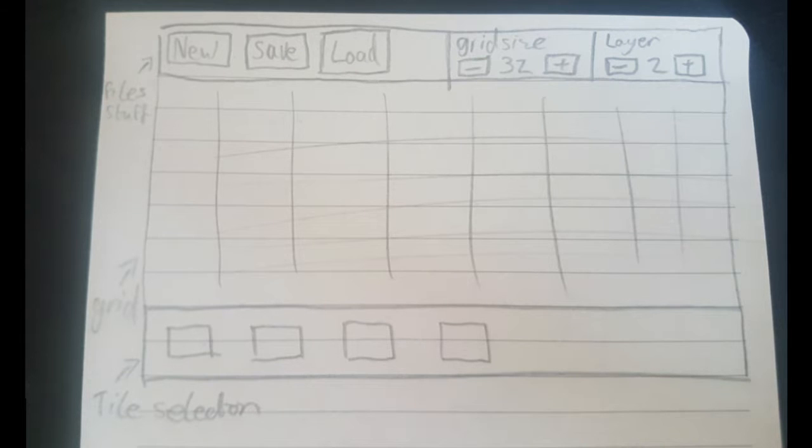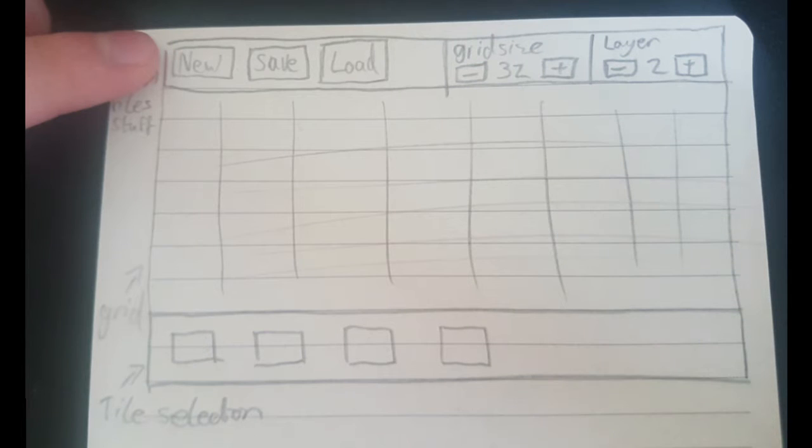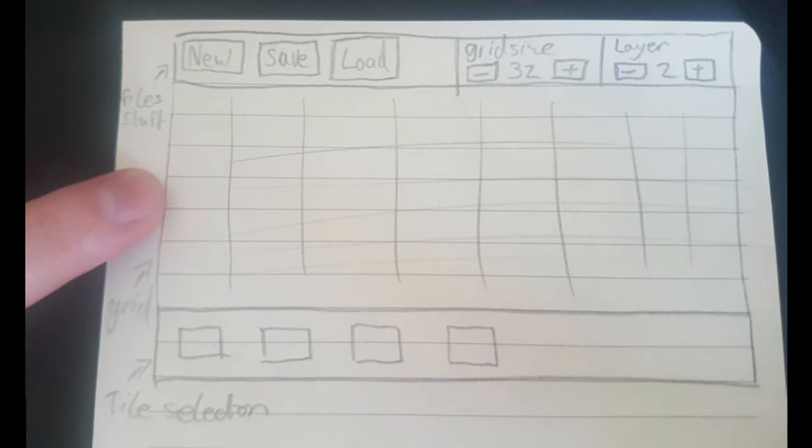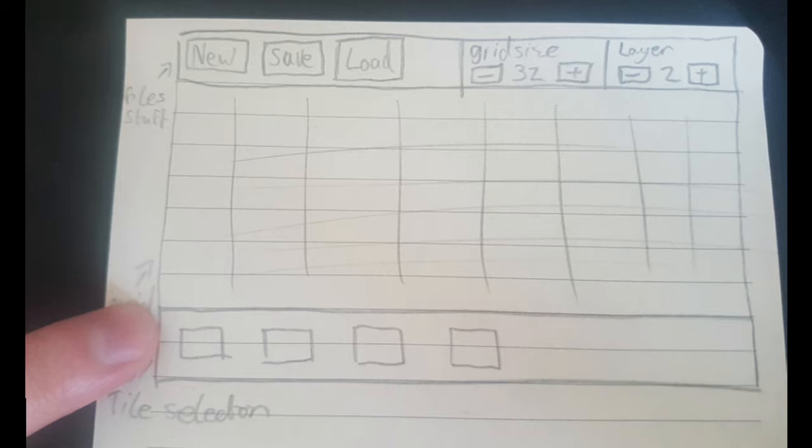Here is the design I'm going to implement. From the top left, there are going to be file management buttons, allowing the user to create a new level, save their current level, and load their previous level. Just to the right of that will be the grid control options, allowing the user to choose what layer they're on and resize that layer. In the middle of the screen will be the level layout itself, which contains a grid that tiles get placed on. And at the bottom of the screen is the tile selection area, which will list all of the available tiles and allow the user to select a tile to be placed onto the level layout.